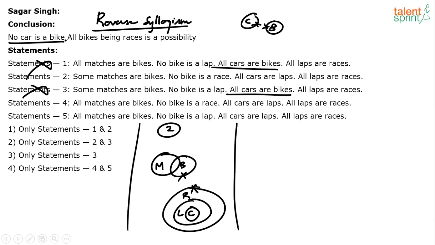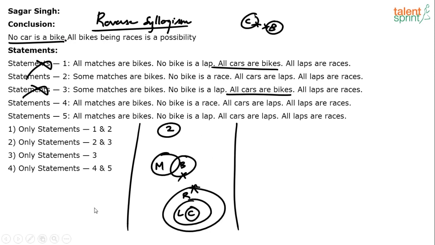What does it say? Some matches are bikes. No bike is a race. See, bike and race do not touch each other. All the cars are laps. And all the laps are races. Now check whether the 2 conclusions given here satisfy this basic diagram or not, right?